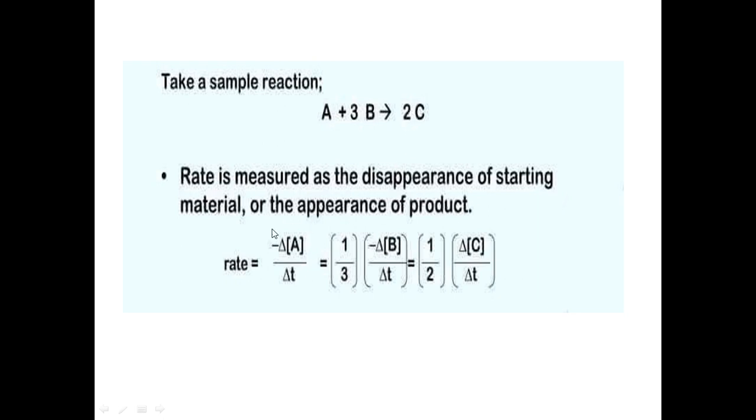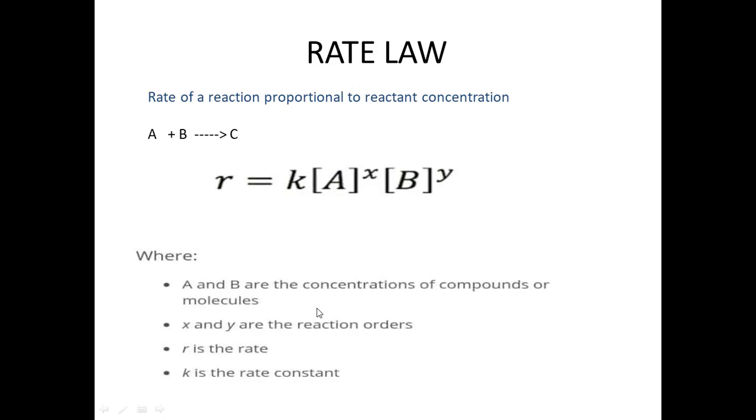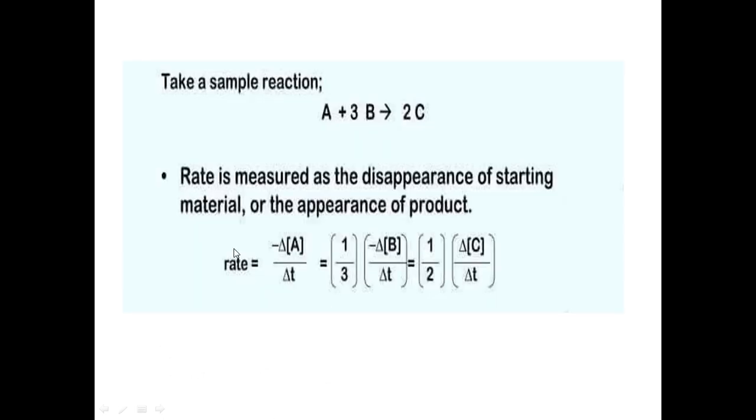So as we said earlier, the rate can be expressed as the change in the concentration of A with time, the change in that of B with time, or the change in that of C with time. If it is the reactant, then we have to introduce a negative sign to show the decrease in the concentration. Now, if the species has a coefficient, the rate is always expressed as the reciprocal of that coefficient.